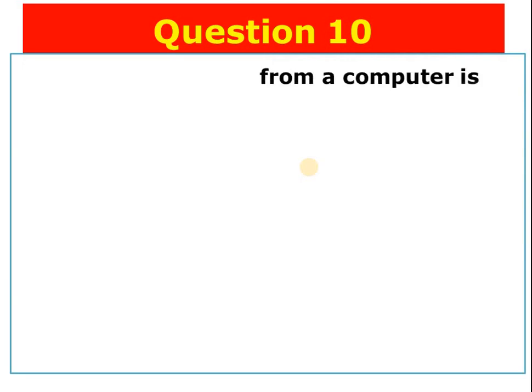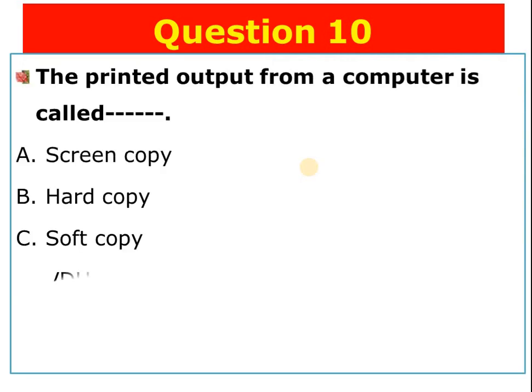Question number 10. The printed output from a computer is called blank. A. Screen copy, B. hard copy, C. soft copy, D. video. The answer is hard copy. B. Choice B is the answer.